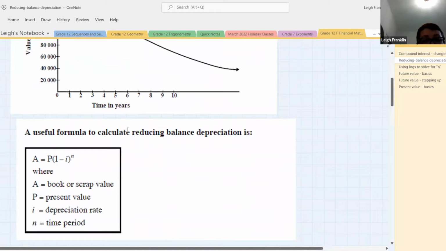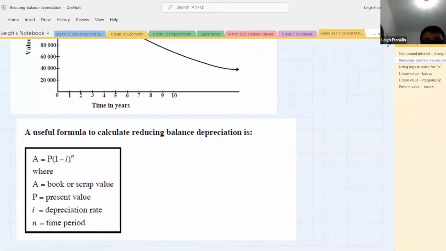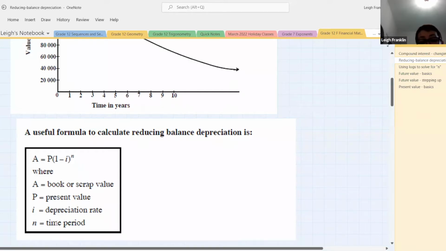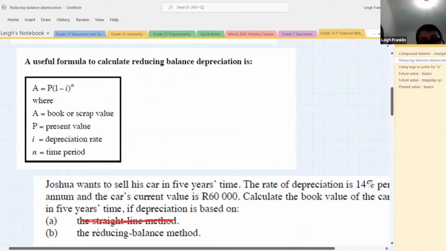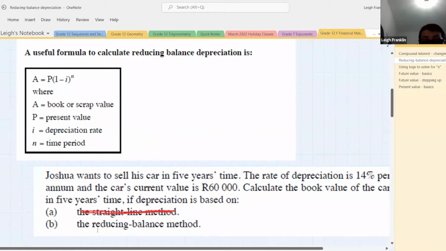Okay, so the formula for calculating reducing balance depreciation, we've just had a look at that. Remember, A is the book or the scrap value, P is the present value, i is your depreciation rate, and n is your time period. So they can literally ask you to calculate any one of those 4 things if given the other ones. Time period, how to calculate that, we would obviously need to use logs, but that's something that we'll talk about hopefully towards the end of this lesson.